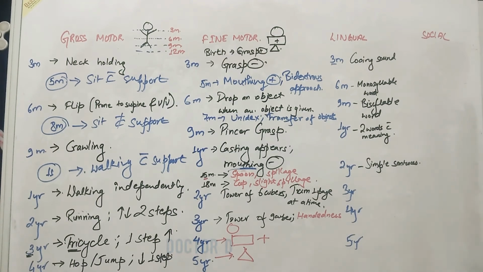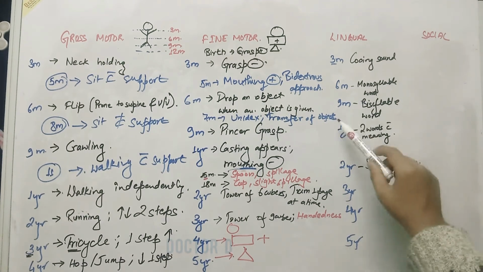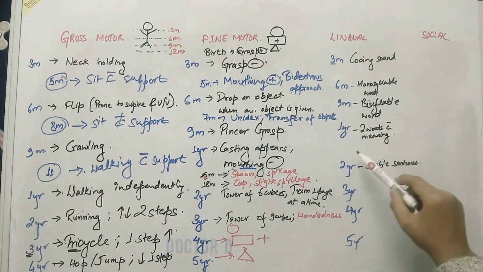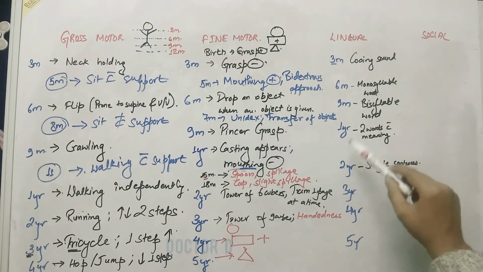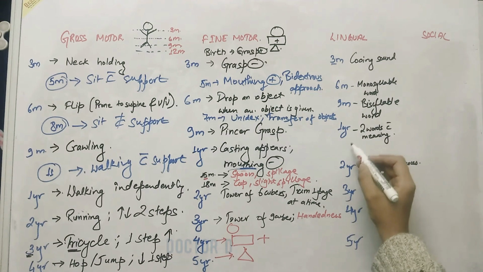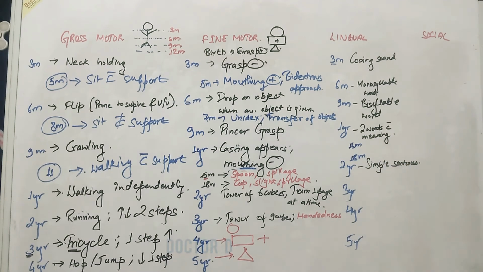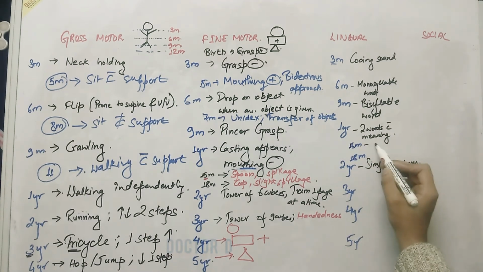At 2 years the child is able to speak simple sentences. So we can actually say that from 1 year to 2 years there is quite a developmental gap. There are some more events to be mentioned, that is at 15 months and at 18 months. At 15 months the child starts jargoning.